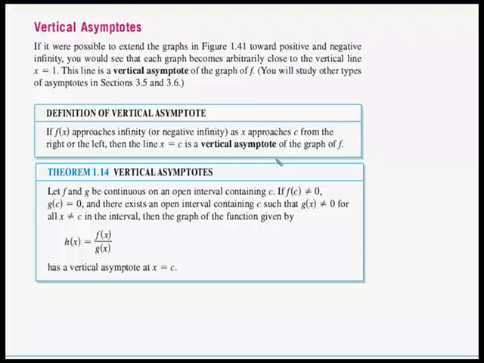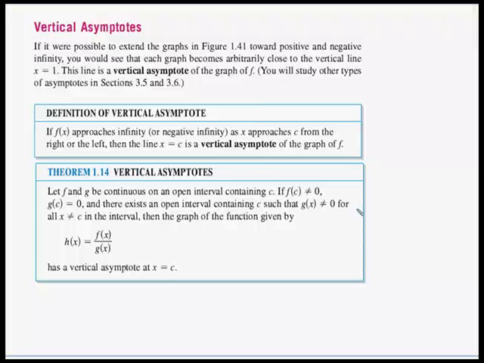And Theorem 1.14 says, let f and g be continuous on an open interval containing point c, as long as f of c does not equal 0, and g of c equals 0, then there exists an open interval containing c such that g of x does not equal 0 for x not equal to c in that interval. And the graph of the function given by h of x, our f of x divided by g of x, has a vertical asymptote at the point x equals c.